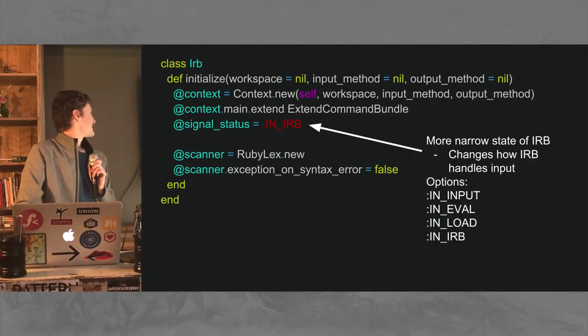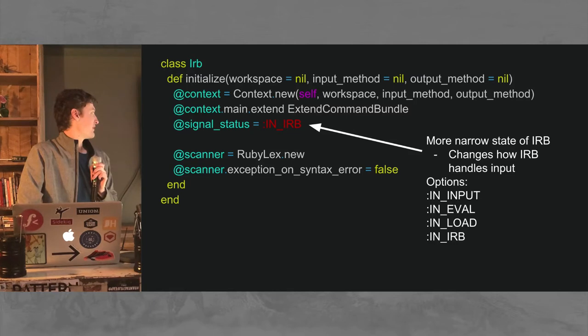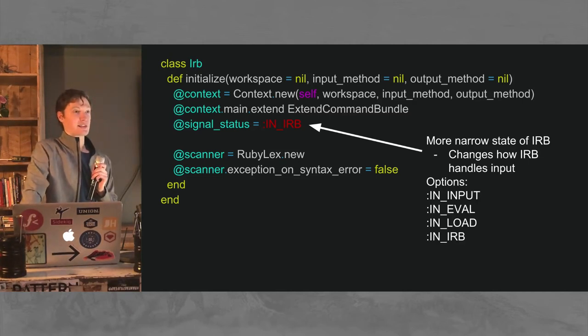Next, we have this signal status, which is a really cool thing where it defaults to in IRB, which is like the top level, and then as you input stuff into IRB, it switches from in IRB to one of in input, in eval, in load, and then back to in IRB. And that's how IRB knows what to do with the input you're giving it. So the way it treats input when, for instance, you're in eval, which is when it's actually sending the code to the interpreter and running it, is different than when you're in load, which is, I actually don't remember, I think it might be when you're loading a file.